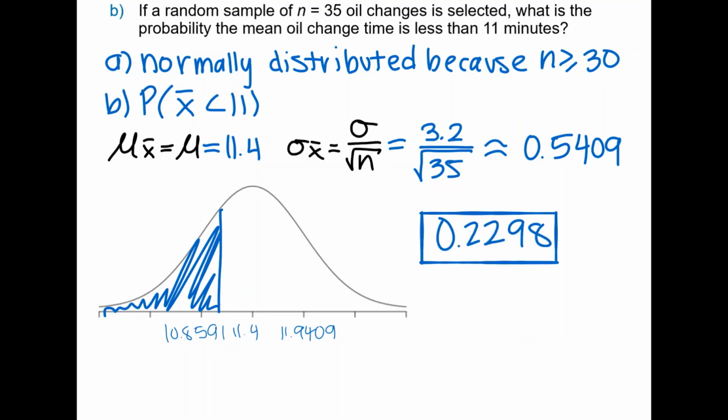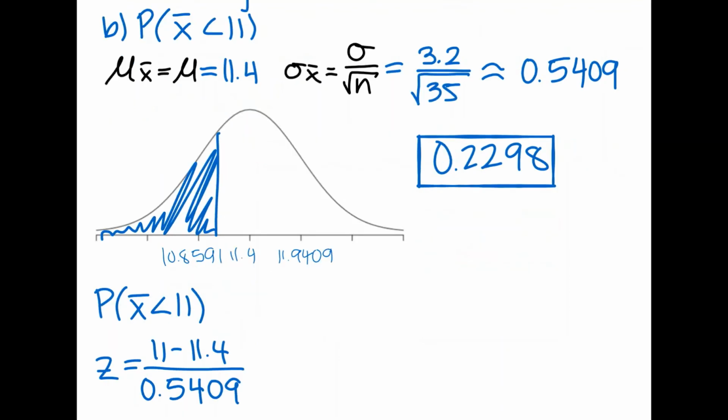Now let's compute the area by hand. Remember that we want to find the probability that x bar is less than 11. In order to use table 5, we need to convert 11 into a z-score. We get that the z-score is approximately negative 0.74. So the probability that x bar is less than 11 is equal to the probability that z is less than negative 0.74.